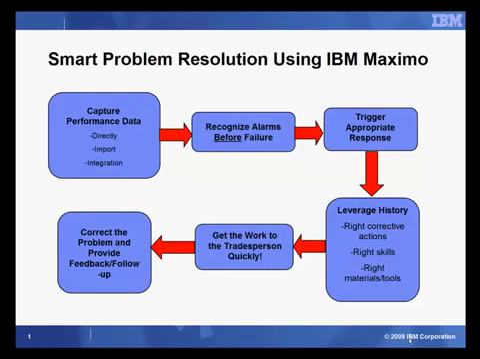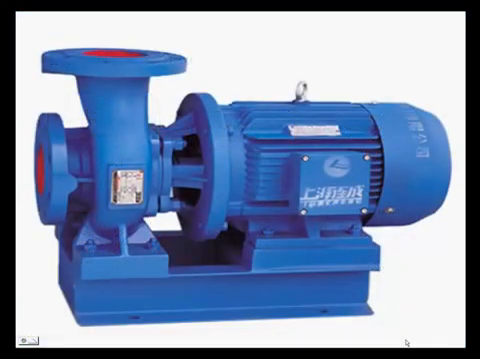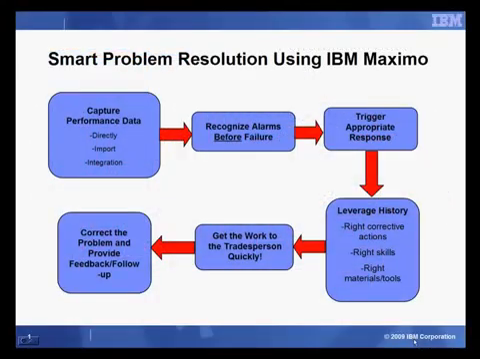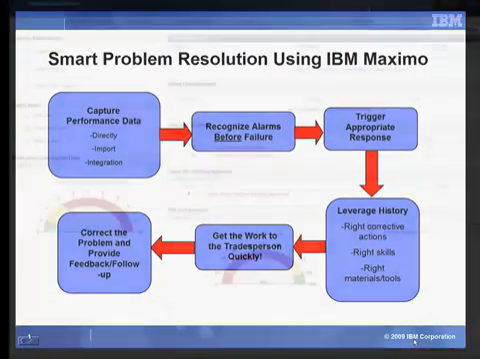Our scenario starts by looking at how our performance data makes its way into Maximo. Through its linkage with all sorts of smart devices, Maximo is able to leverage critical performance data such as engine speed, vibration, temperature, and pressure. Now let's see how Maximo deals with and interprets this critical performance data.